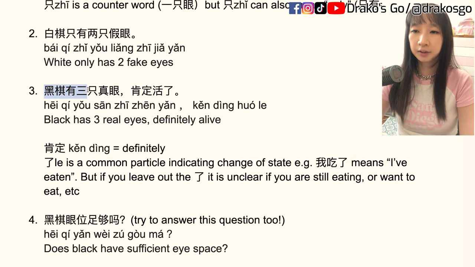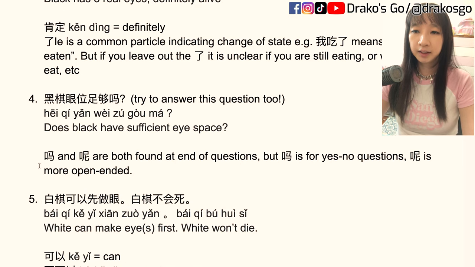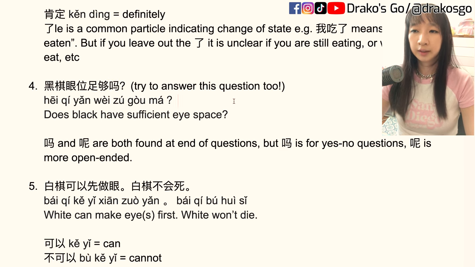So this sentence, 黑棋有三只真眼, 肯定活了。Fourth sentence, 黑棋眼位足够吗？ So this 吗 is a question particle. It's added at the end of yes, no questions. Later I'll show you another particle where it's not for yes, no questions, but 吗 is for yes, no questions. For example, this question, does black have sufficient eye space? The answer is either yes or no, right? That's why we use the particle 吗. So 黑棋 is black. 眼位 is eye space, and just now we learned 眼位足够 enough eye space. So when we add the 吗, this becomes a question. 黑棋眼位足够吗? Can you answer this question?